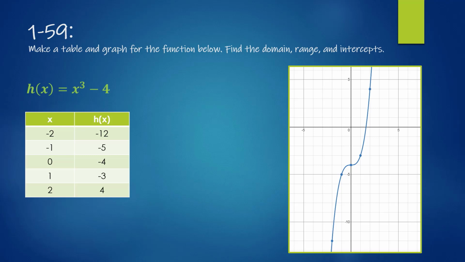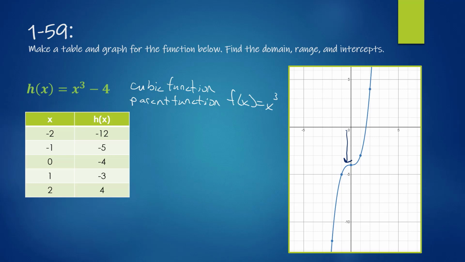This is a cubic function. The parent function of this would be f of x equals x cubed. And this is just a translation down then of 4 units. So x cubed minus 4. That's how you get that.